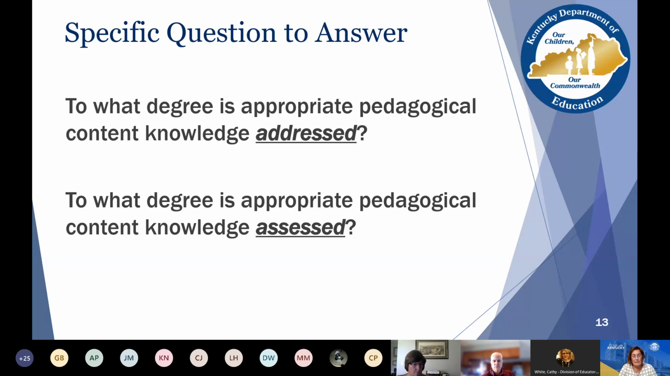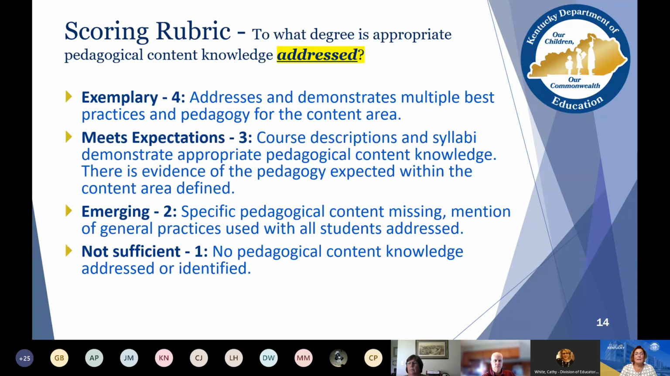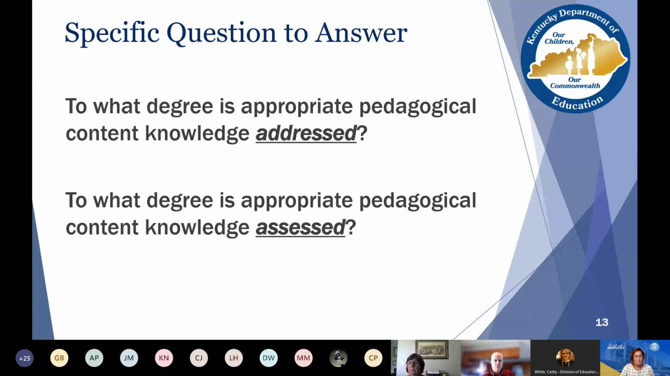Are they using things such as connecting the learning to students, using things in math such as concrete to abstract, problem solving? Are they using the language that's explicit in that particular content area? So the first question addresses to what degree is appropriate pedagogical content addressed? Again, not to the rubric yet, but back to the question of being addressed. Are there specific strategies and methods that are presented to the candidates?